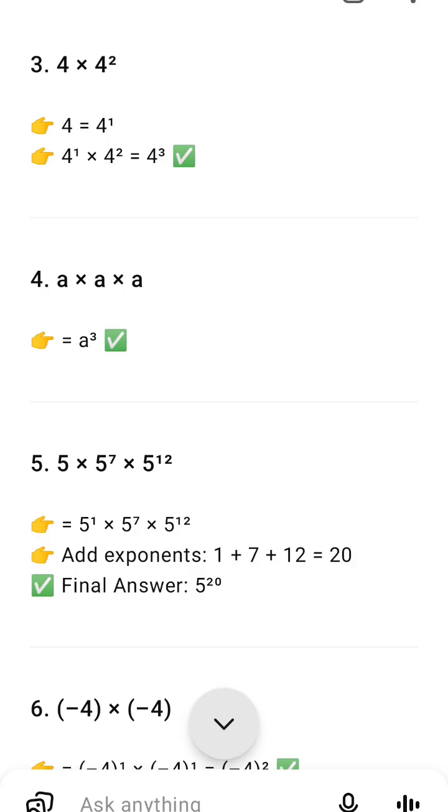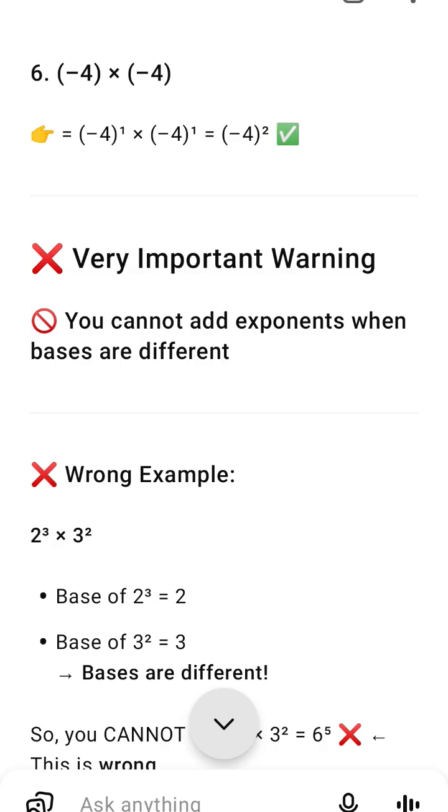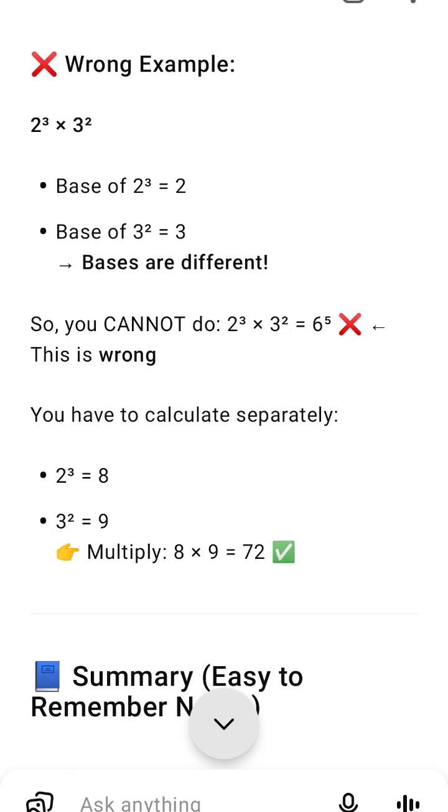3. Law: when bases are the same, add exponents. Rule: a to the m times a to the n equals a to the m plus n. Base must be the same, add the exponents, the powers. Examples: expression, expanded form, final answer.